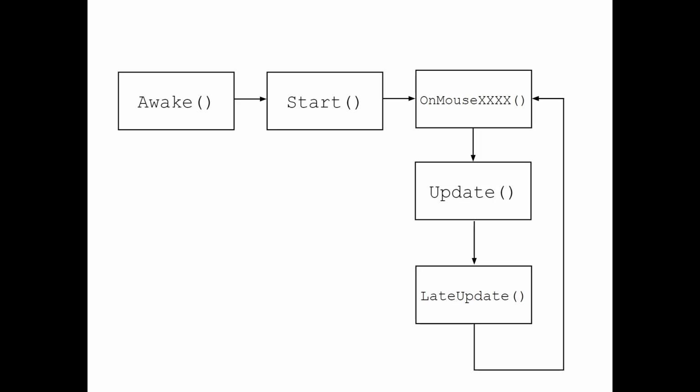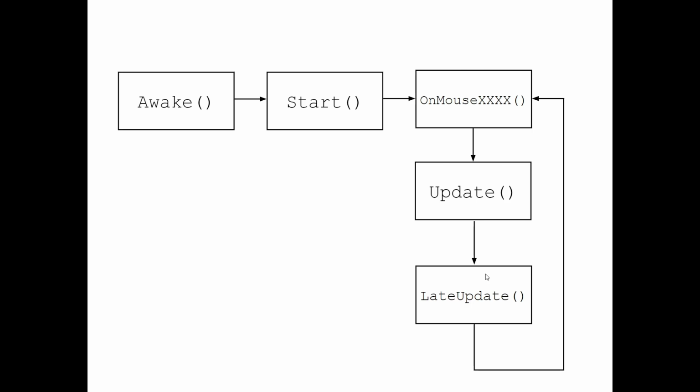Now, where do they happen? Where do they get called in all of this? Well, we're going to complexify. We're going to create a little bit more complexity to our loops here. So before update and late update, we have, for example, the on mouse functions. So this would be on mouse down or on mouse. There's a whole class of these. So they will happen as a group.